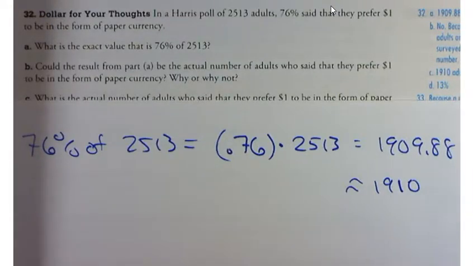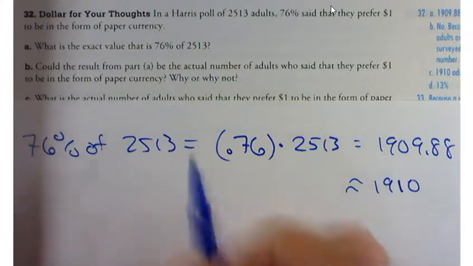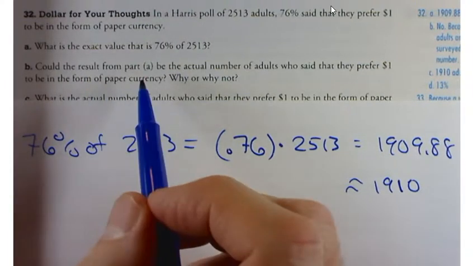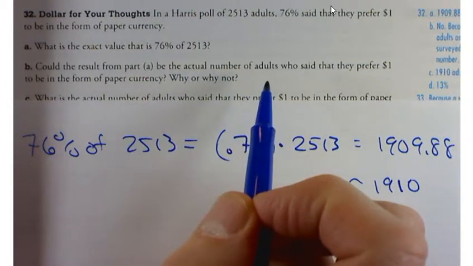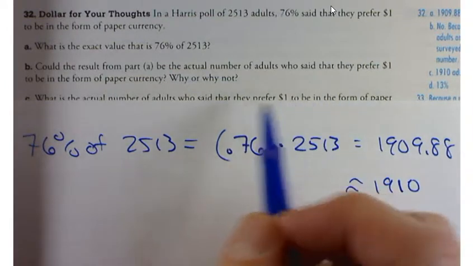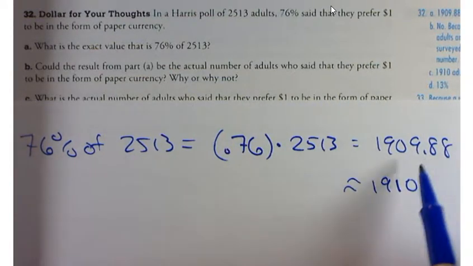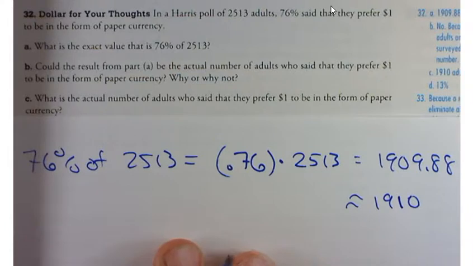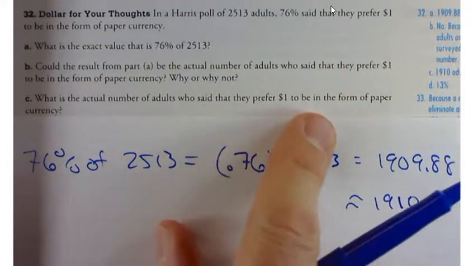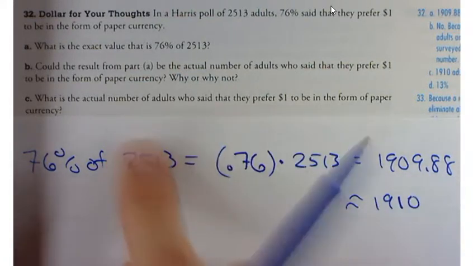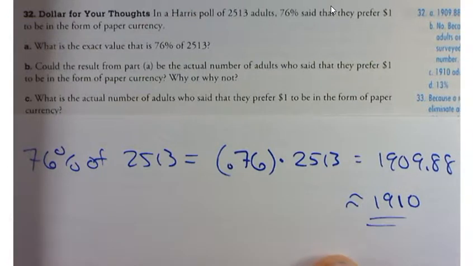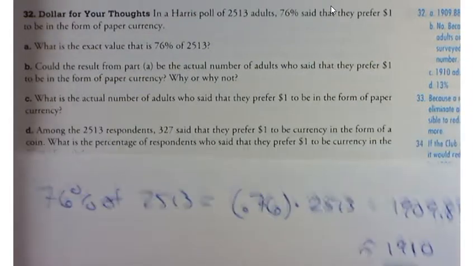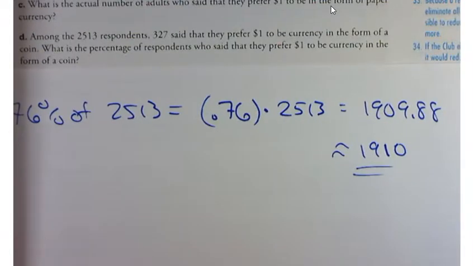I think we probably also answered part B. Could the result from part A be the actual number who said they prefer $1 to be in the form of paper currency? No, it couldn't. What is the actual number of adults who said they prefer $1 to be in the form of paper currency? The 1910.